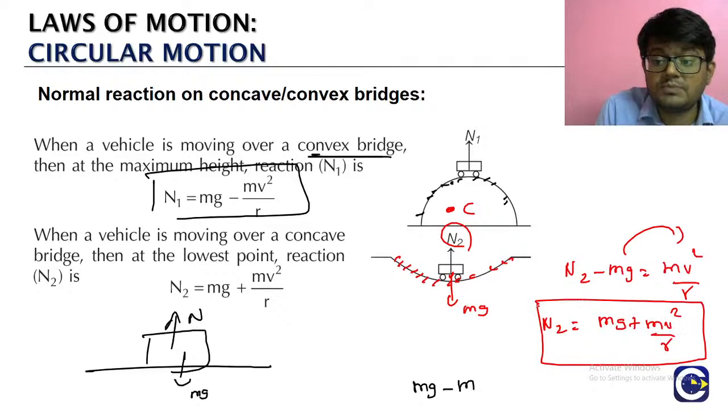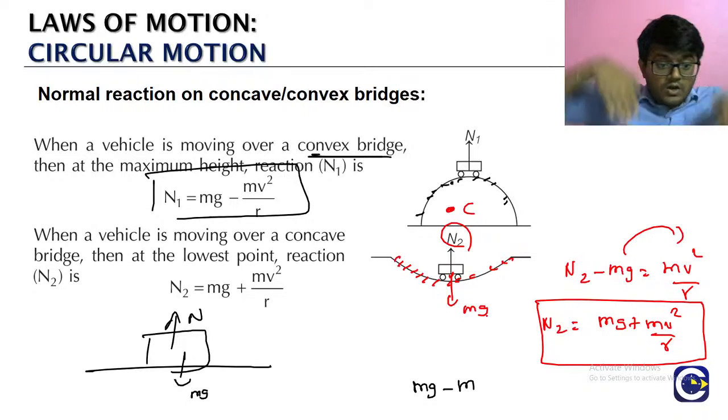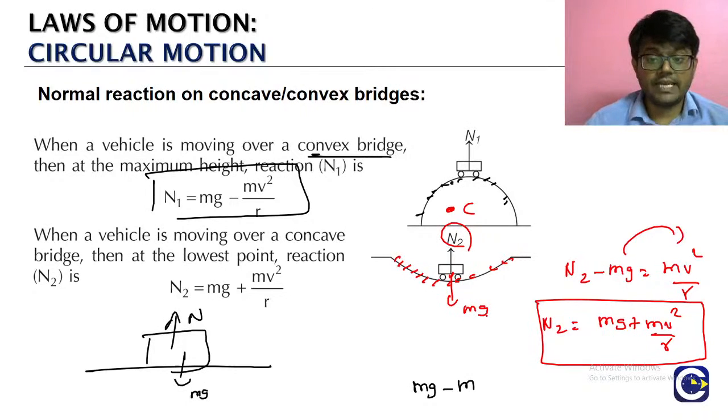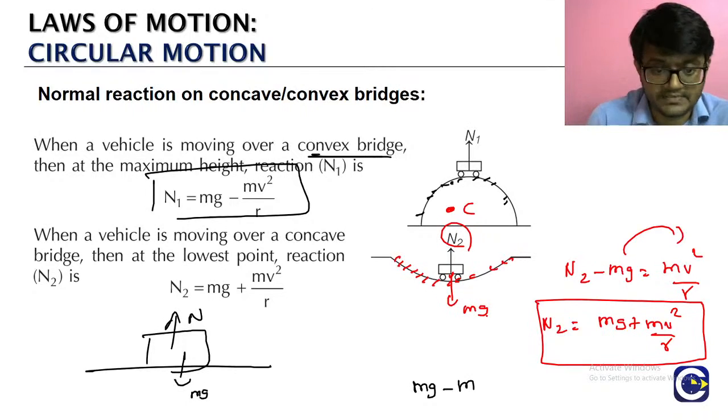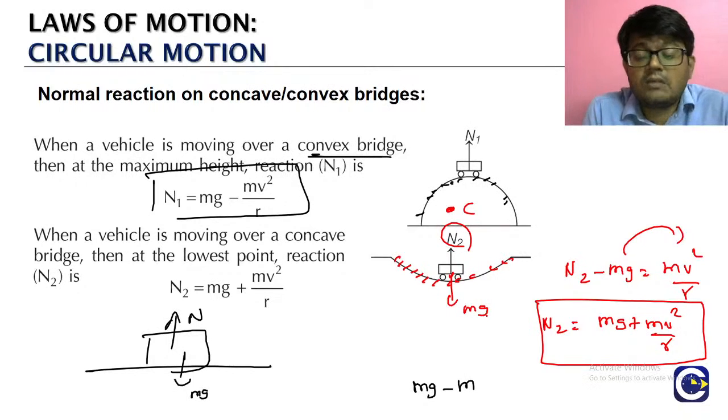So here what do we observe? If we are getting into a concave type of bridge, what do we get? We'll get a sense that our weight is increasing. Weight means we are referring to what? The normal reaction. We'll get a feeling that the weight is increasing because the normal reaction will be increasing.